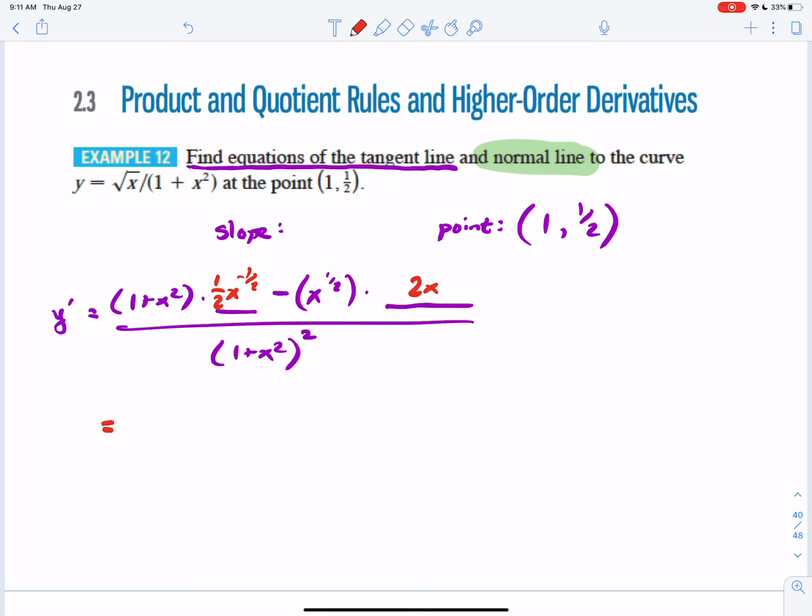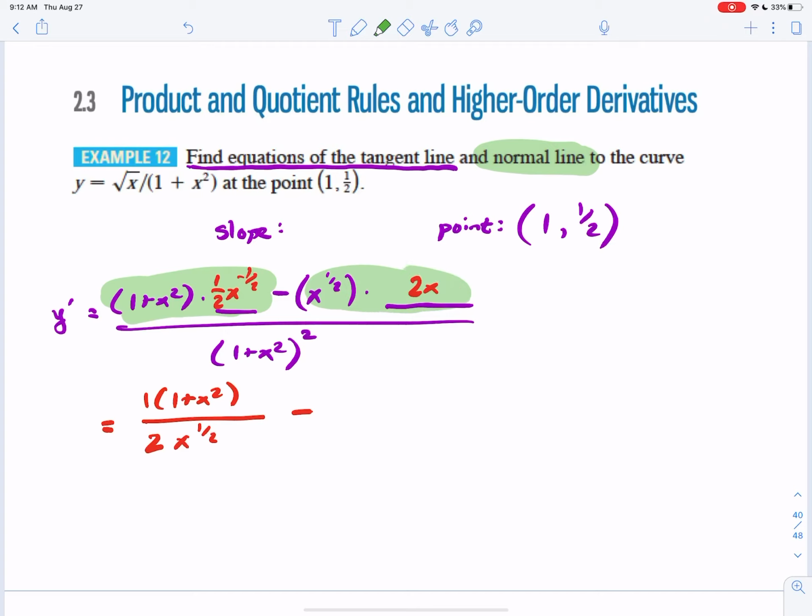Okay, so I'm going to clean this up a little bit. Right here, we'll smush it together. That is 1 plus x squared at the top. There's a 1 and a 2. That x and negative 1/2 can go down below. All right? Minus, here we're multiplying with the same base, so we'll add our exponents. So we have a 2 coefficient, and 1/2 plus 1 is just 3/2. Okay? All over whatever 1 plus x squared squared is, okay?